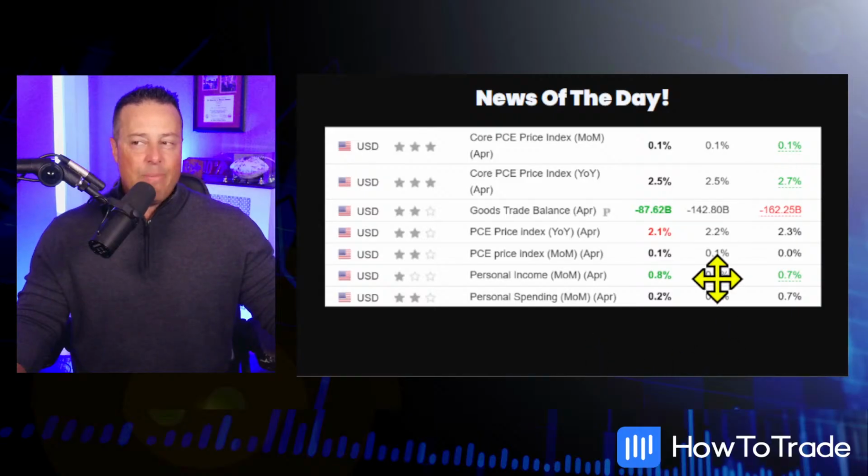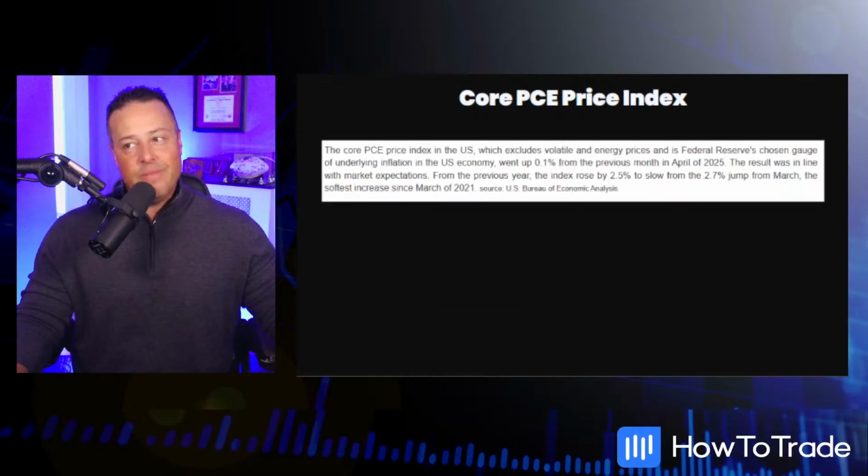Personal income, 0.8%, up a little bit. And then you've also got personal spending came in static, down from the previous release, but right on target with our expectations. What does that mean? It means that people aren't spending as much. Why? Because they're scared. The interest rates are a little bit higher, and there could be a recession on the way.